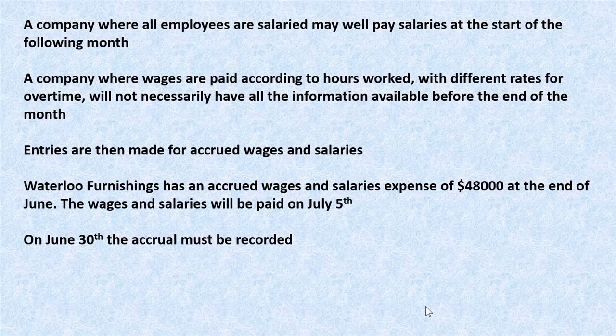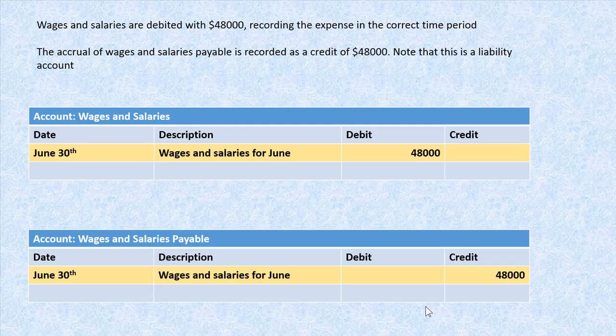So let's say Waterloo Furnishings has accrued wages and salaries expense of $48,000 at the end of June, but the payments are made to the employees on July the 5th. Well, because those expenses occurred in June, we must make the entry for June. So on June the 30th, we're going to record the accrual. We debit the wages and salaries for June with $48,000, and we credit an accruals account called wages and salaries payable with $48,000.